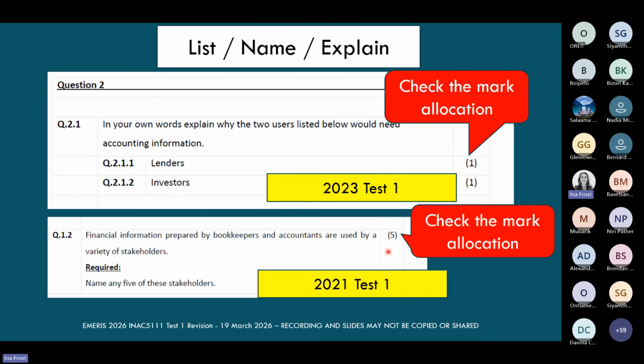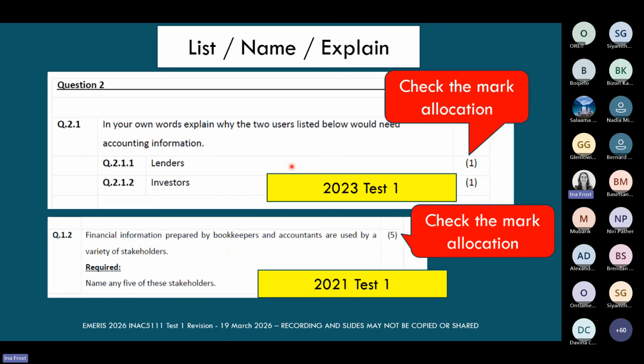So clearly, if we're giving you 5 marks, you can't write down only one of the users of financial information. And in the question, we do say we are requiring 5. So again, make sure you are reading your required properly. And of course, the marks are matched up to what we required.